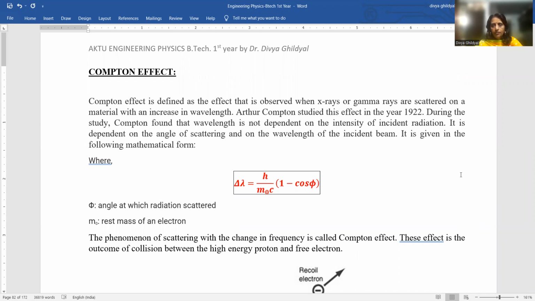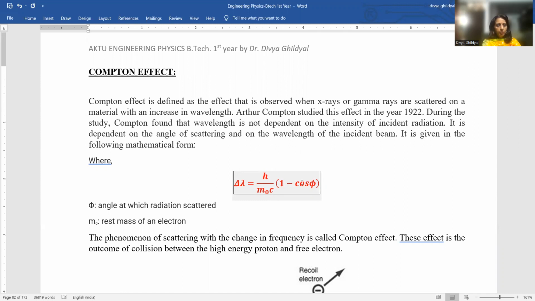This is the last lecture of quantum mechanics, in which I will introduce you to the Compton effect. In your AKTU paper, the Compton effect is asked. This formula, delta lambda equal to h upon m naught c into 1 minus cos phi, the derivation of this is asked, and numericals on the formula delta lambda equal to h upon m naught c into 1 minus cos phi.